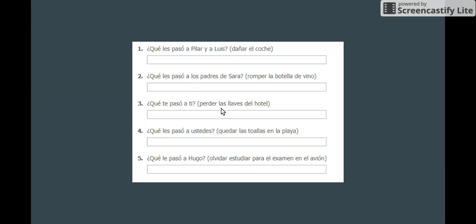¿Qué te pasó a ti? Perder las llaves del hotel. So se, since it's happened to me, se me, and then las llaves is plural, so perder would be se me perdieron las llaves.